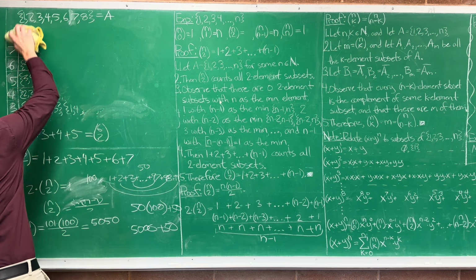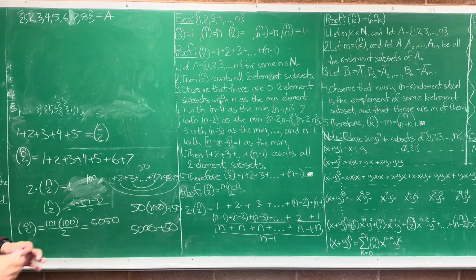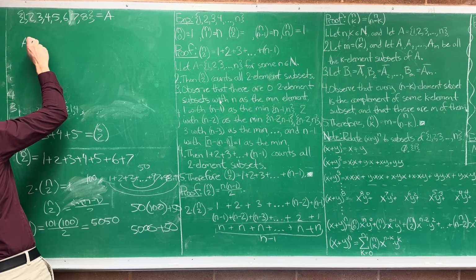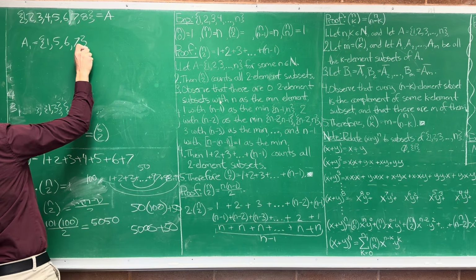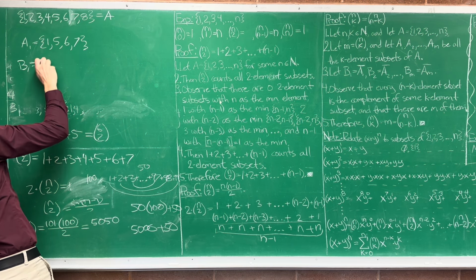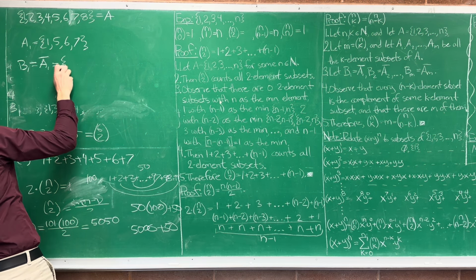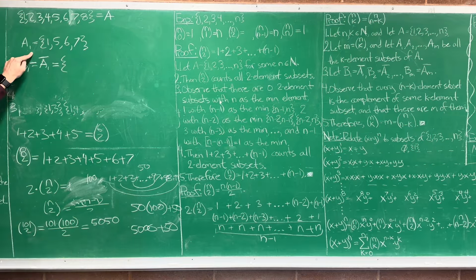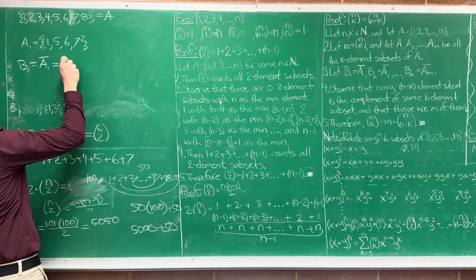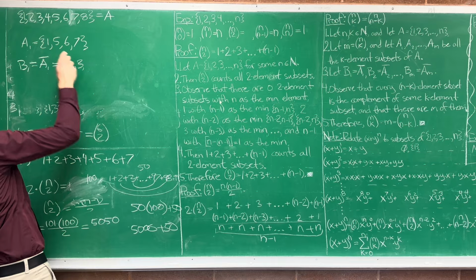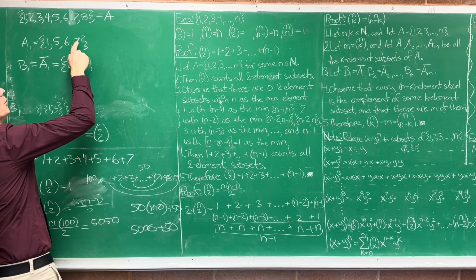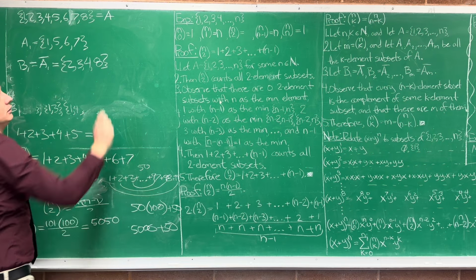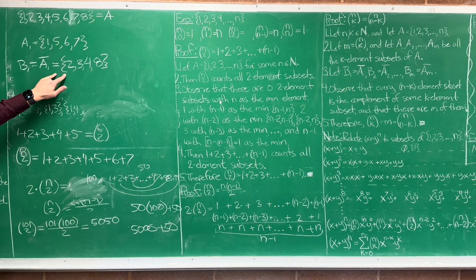You with me? So pick some subset of A. Let's say that A1 was equal to the subset 1, 5, 6, 7. Then B1, if B1 is equal to A1's complement, it's equal to the set of everything not in A1. So A1 had 1, so we don't have 1. A1's missing 2, so we have 2. A1's missing 3, so we have 3. A1's missing 4, so we have 4. A1 has 5, so we don't. A1 has 6, so we don't. A1 has 7, so we don't. A1 does not have 8, so we do.